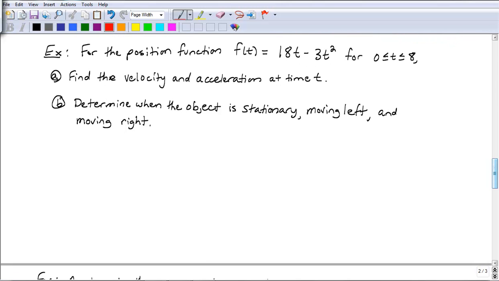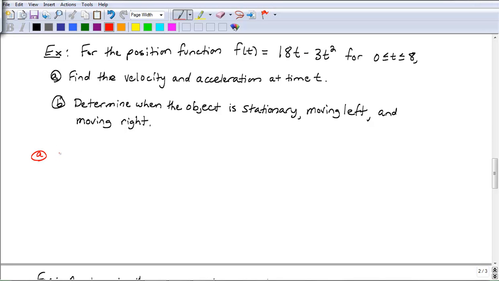This one gives me a position function. This function describes where in space the object is, how tall it is off the floor, or in this case it's moving left and right. So I plug in t, the time, and I figure out where it is from its start position. Find the velocity and acceleration.